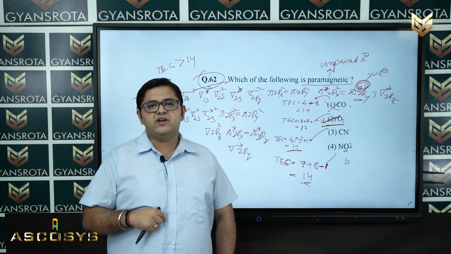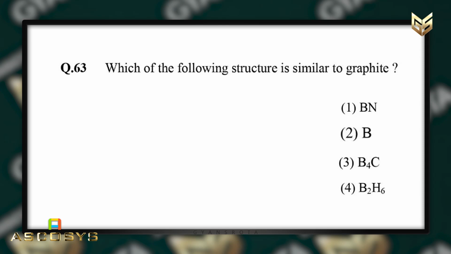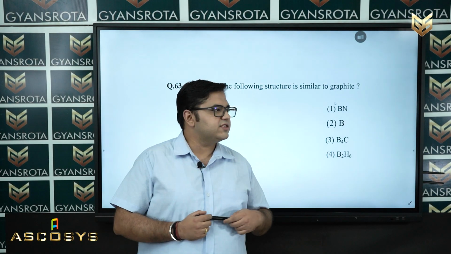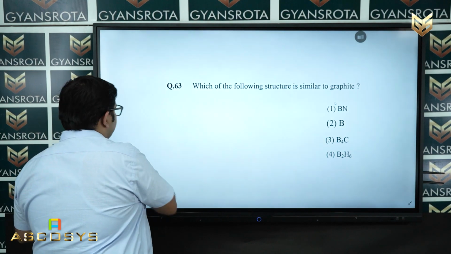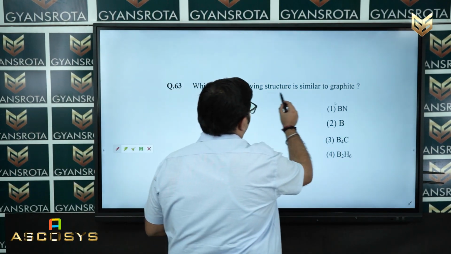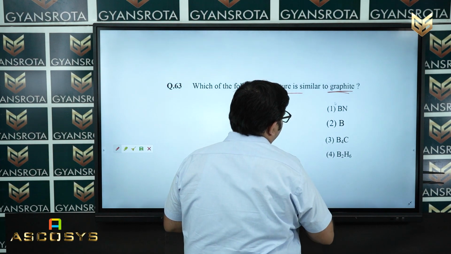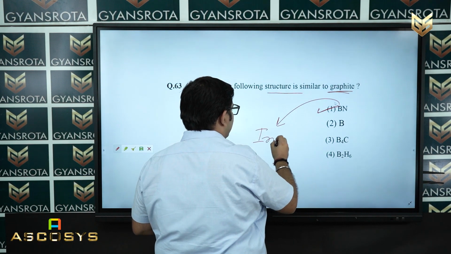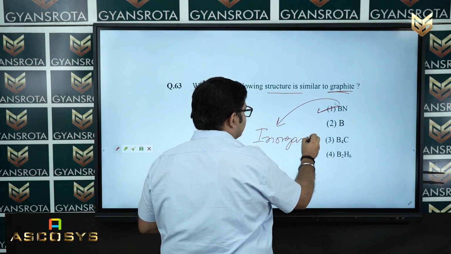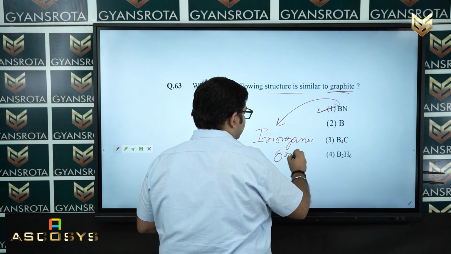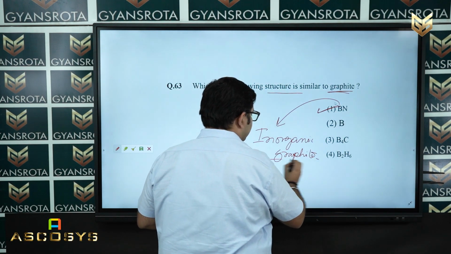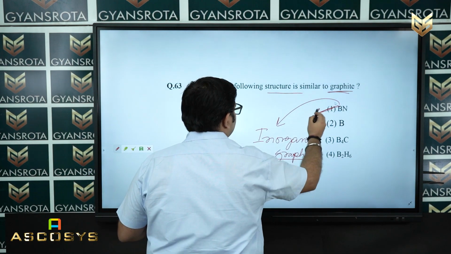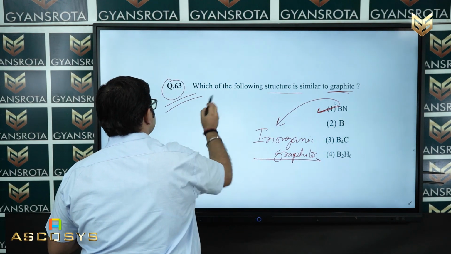So, now we are moving to another question, that is question number 63. Question number 63 is on your screen. Which of the following structures is similar to graphite? Now we are moving to the solution part. They asked about the structure of graphite, and if you see the option, boron nitride, this is basically called inorganic graphite. So, option number 1 is the correct answer to question number 63.